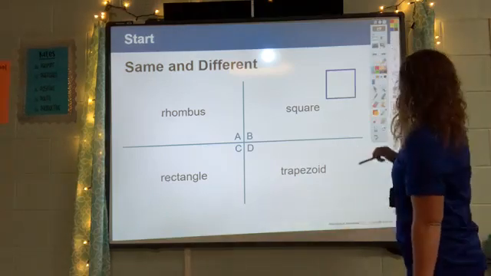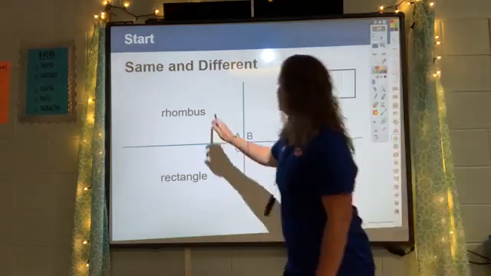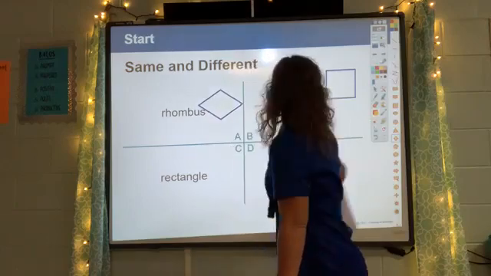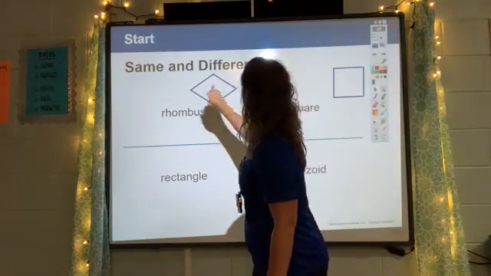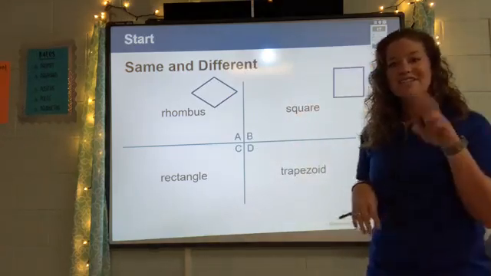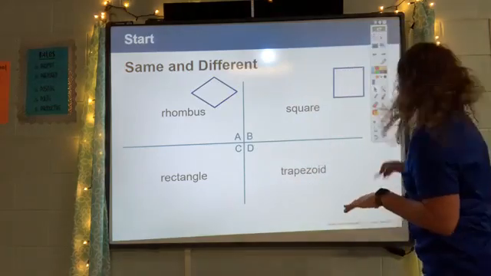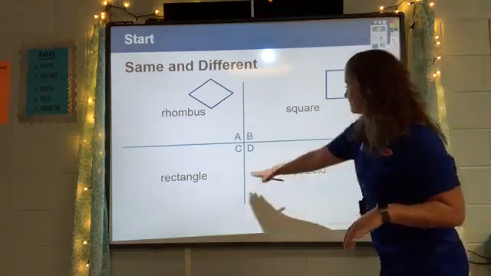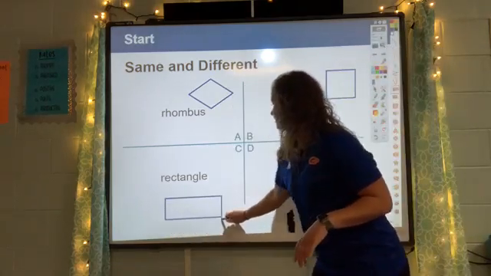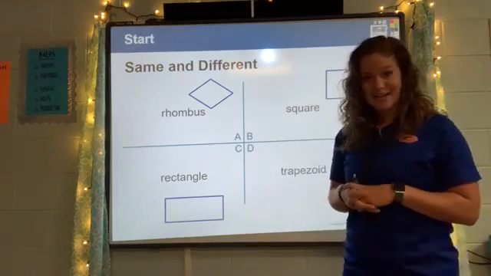We have a rhombus, which kind of looks a little like that, where we know we have at least 2 pairs of parallel sides, but it doesn't have to be 90-degree angles. All right? We have a rectangle. A rectangle has 2 pairs of parallel sides, but all angles are 90 degrees.